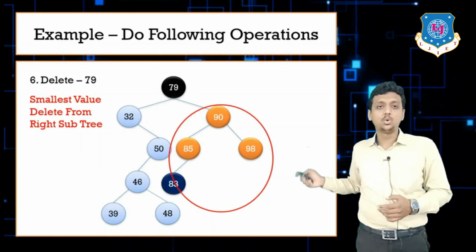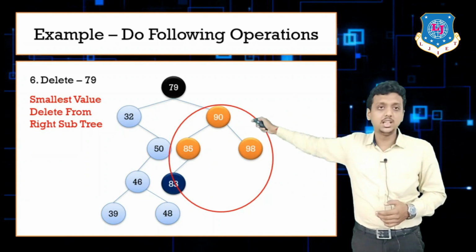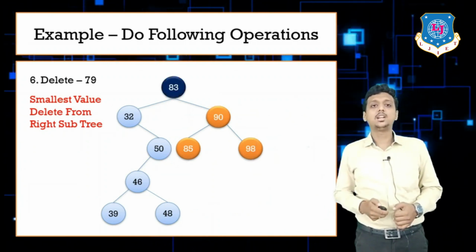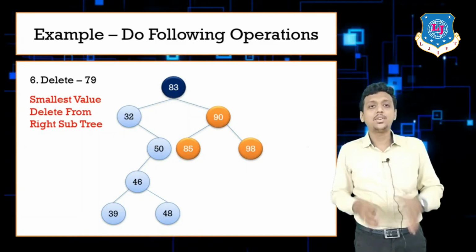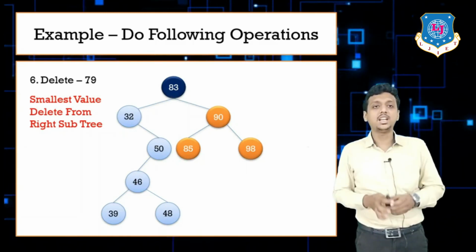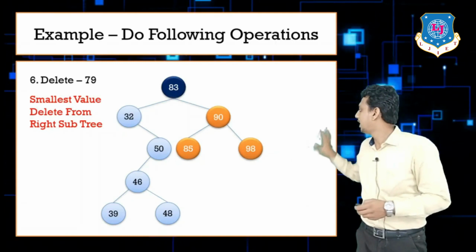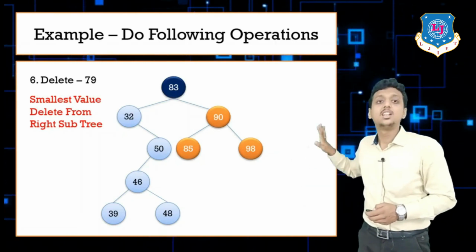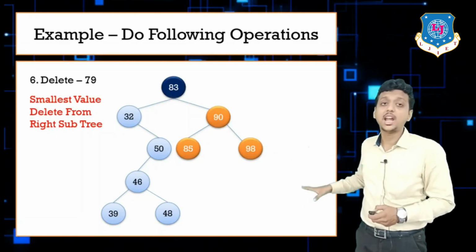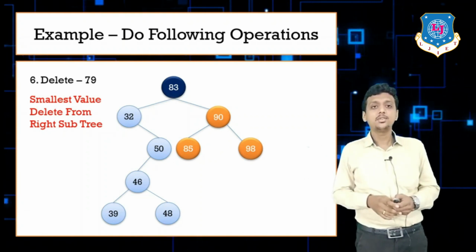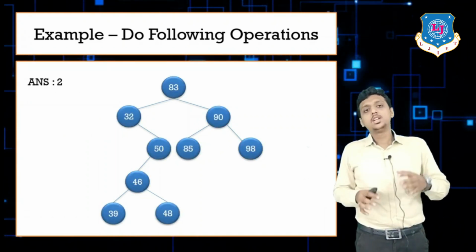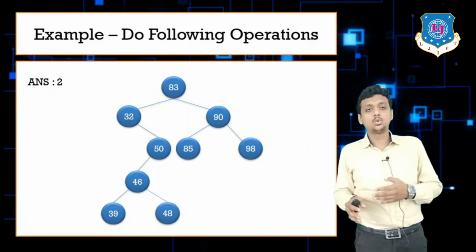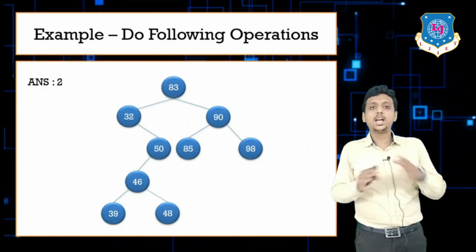So 83 is the node which needs to take the place of 79. So 83 goes there and 79 is removed, like this. This is the figure after deleting 79 and taking the value 83, that is the smallest value from the right subtree. Fine. So this is answer number 2. So here you have two different answers, answer 1 and answer 2. Both are correct.